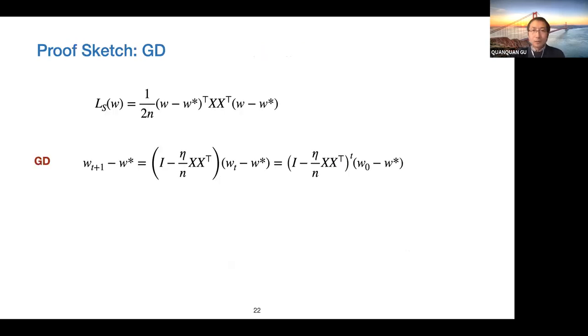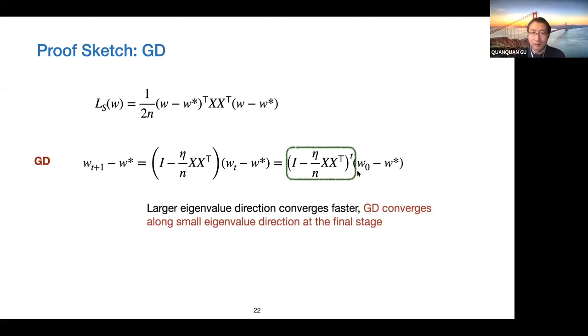So here are some proof ideas. In the interest of time, I will just quickly go over it. For gradient descent, when you write down the gradient update rule, you can write it in this way, which is similar to the power method. So the analysis is just like convergence around different eigen directions of this matrix. So I assume it is relatively easy.